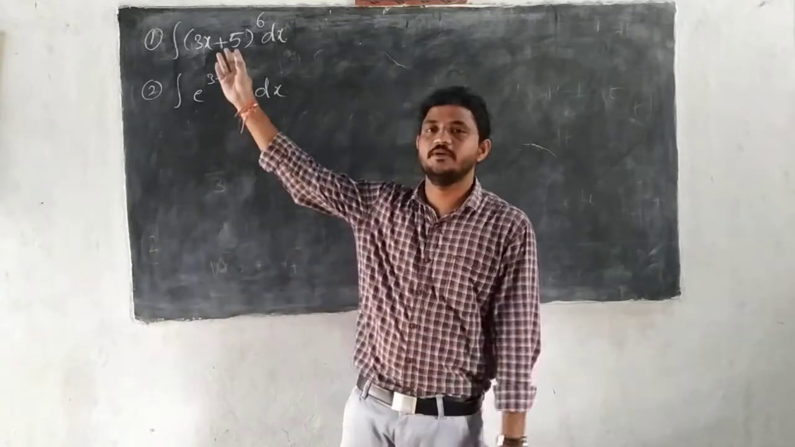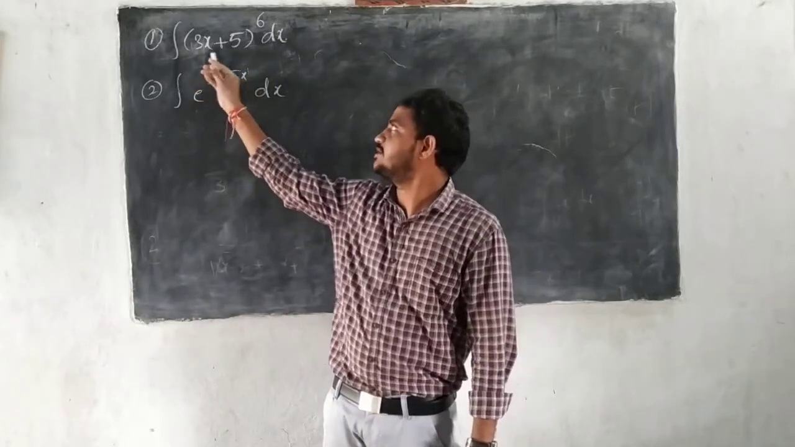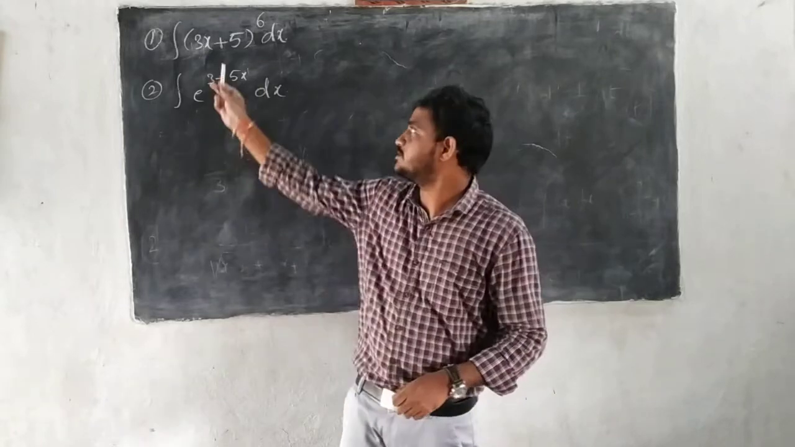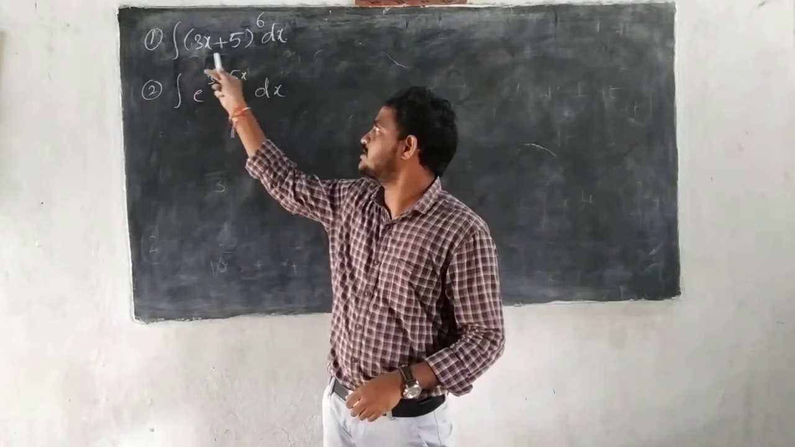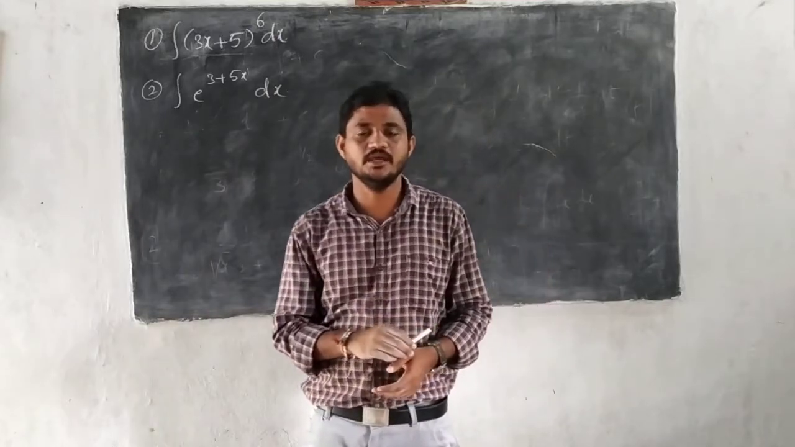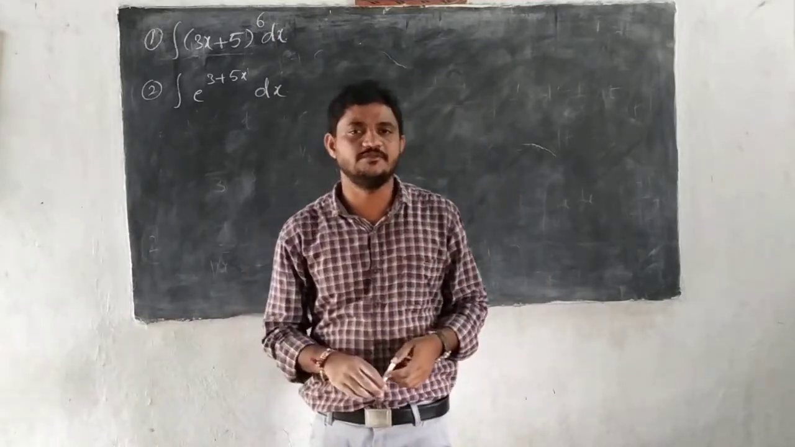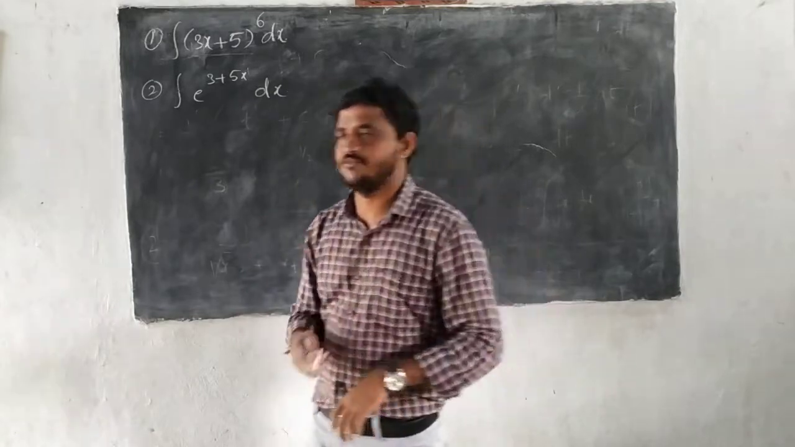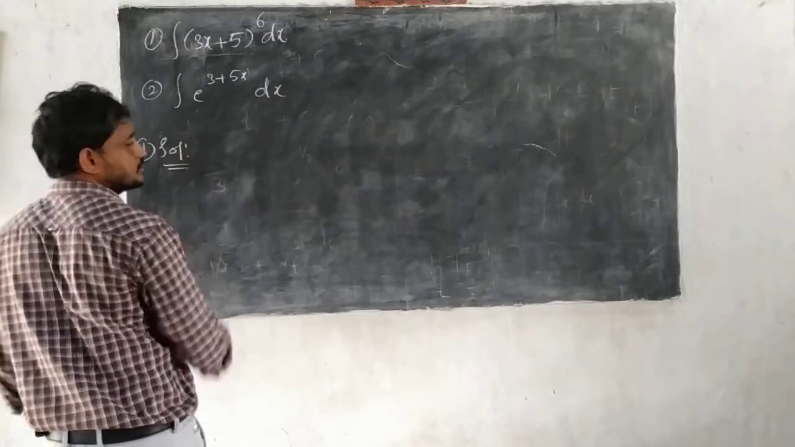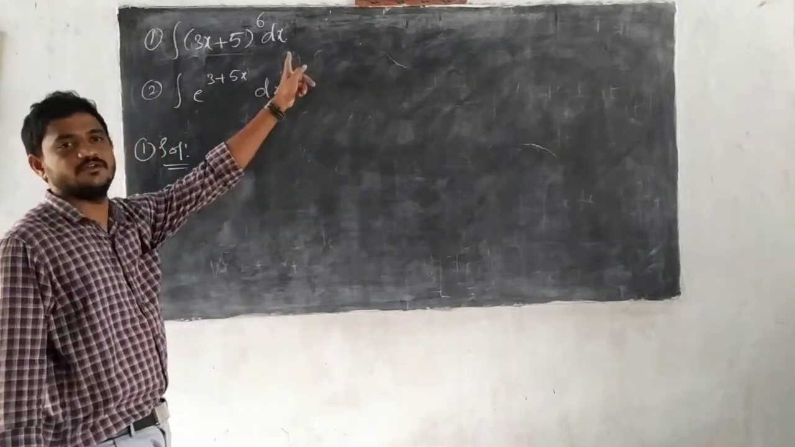See one problem here. Integral of (3x plus 5) to the power of 6 into dx. If you observe this function, (3x plus 5) to the power of 6, it is not in any standard form. So we have to convert it into standard form. So how to convert it into standard form?